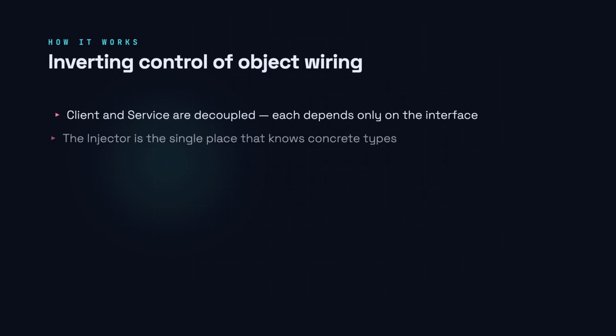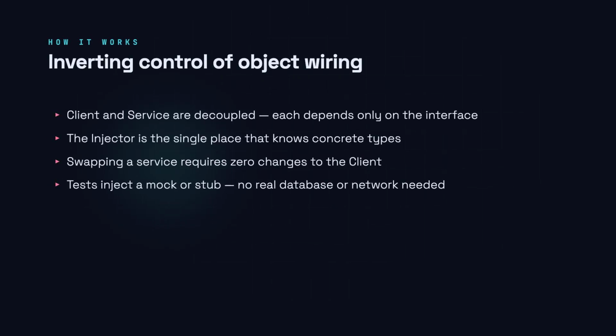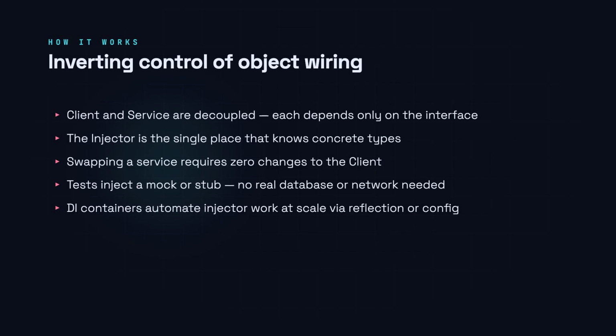The key consequence of this pattern is called inversion of control. Normally, a class controls which tools it uses by constructing them itself. Dependency injection inverts that. An outside authority decides and delivers. Because the client only references an interface, you can substitute any conforming implementation: a production database in production, a fast in-memory stub in tests. At large scale, frameworks like Angular, Nest.js, or Spring handle the injector role automatically, resolving and wiring entire object graphs for you.